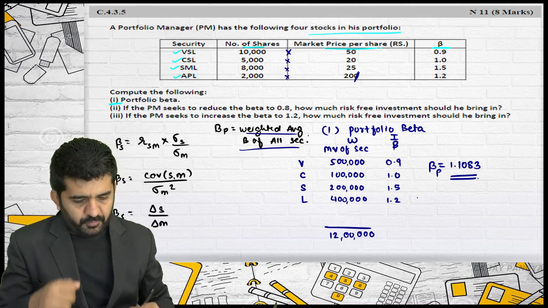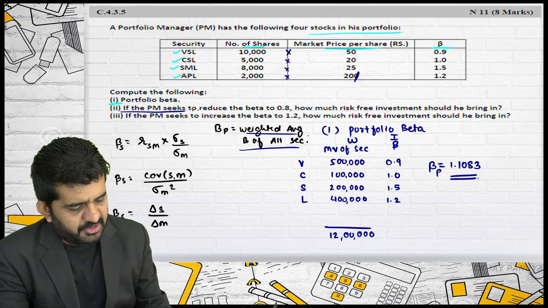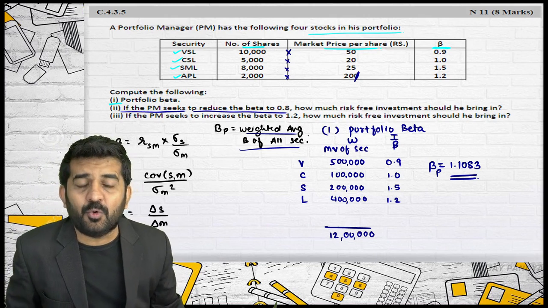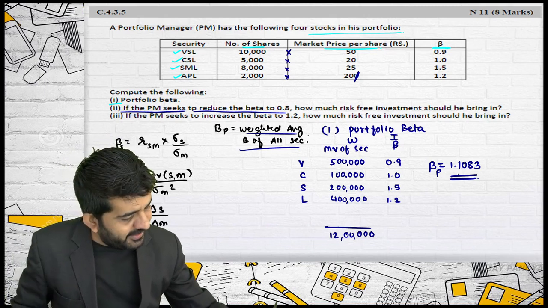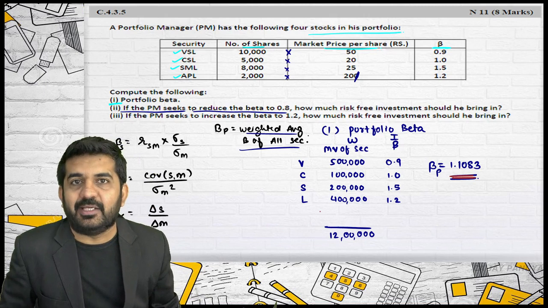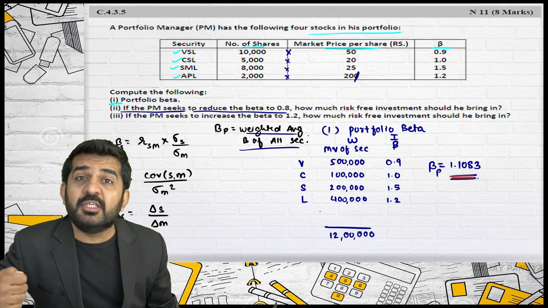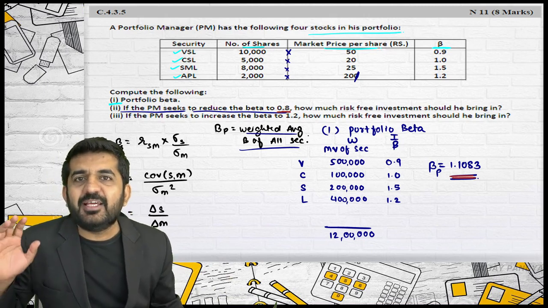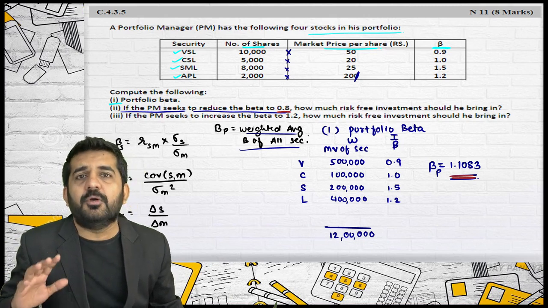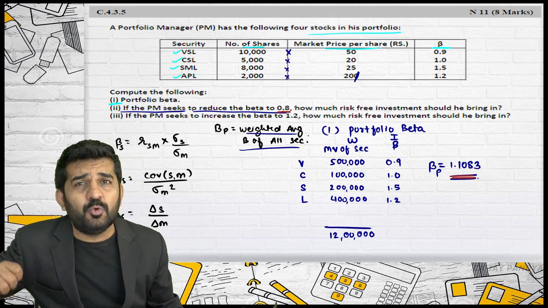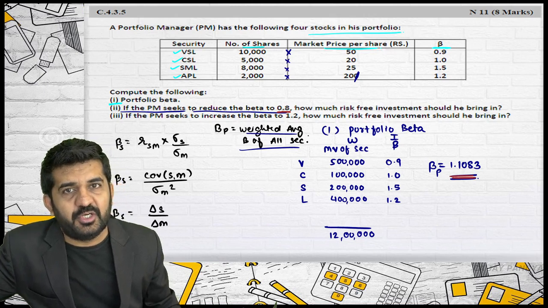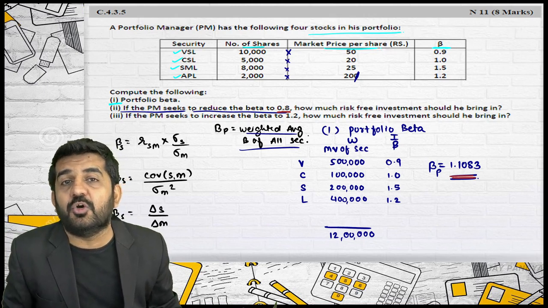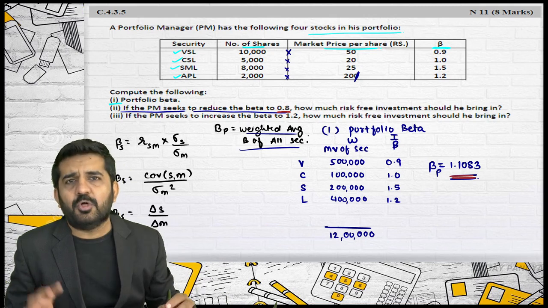This is important and new. If portfolio manager seeks to reduce the beta to 0.8, try to concentrate. This beta is already 1.1083 and he wants to reduce his beta to 0.8. Let us not read ahead. But can you tell me how you can reduce the beta to 0.8? You will have to sell some of the securities which are having higher beta. You will have to either purchase a risk-free security in your portfolio. Is it alright?